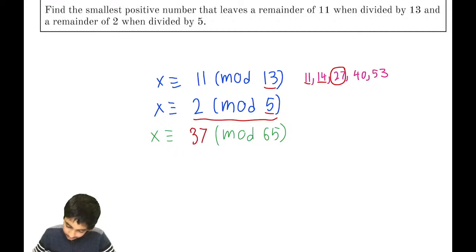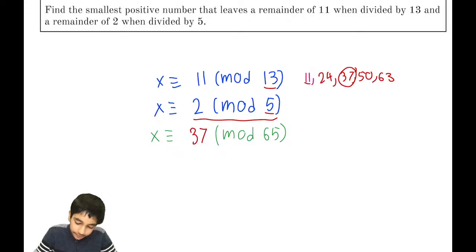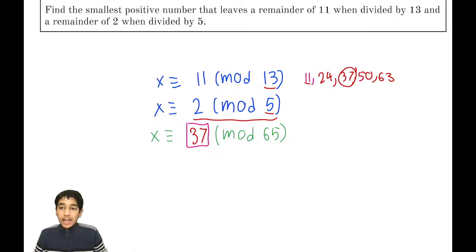Sorry, it should be 37. So 37 is the first solution that works, so it's going to be 37 mod 65. So the answer is just going to be 37, and that's the solution for this problem. So basically, the Chinese remainder theorem states that if you have two moduli that are relatively prime, there's going to be a unique modulus that's the product of the two.